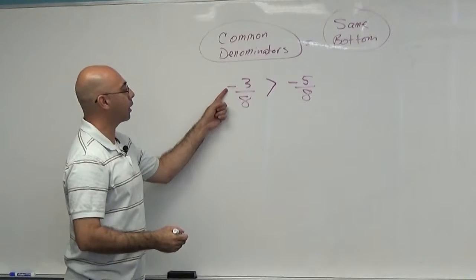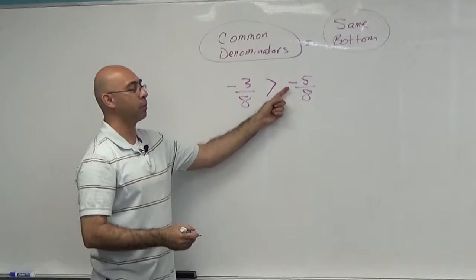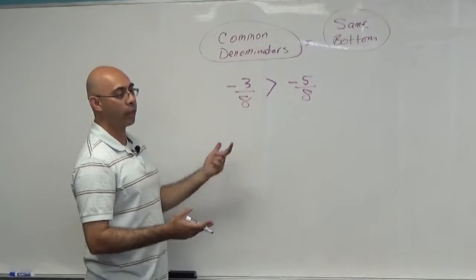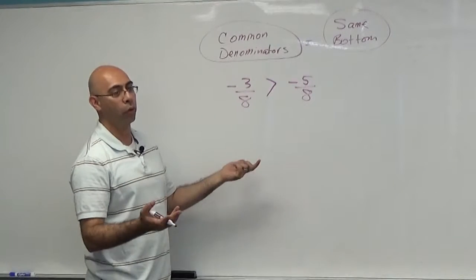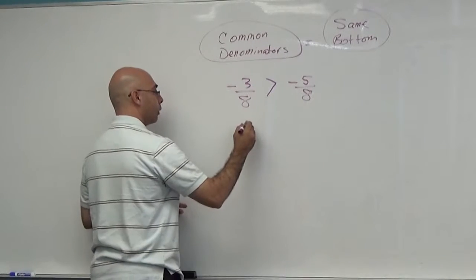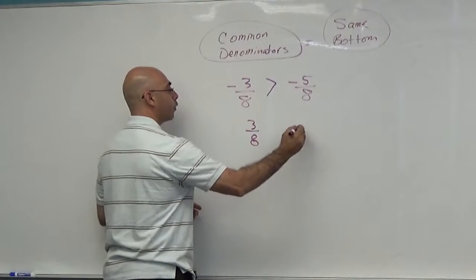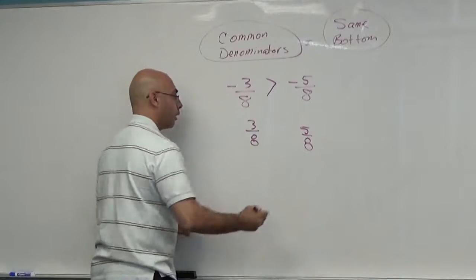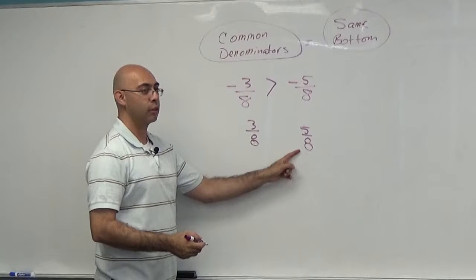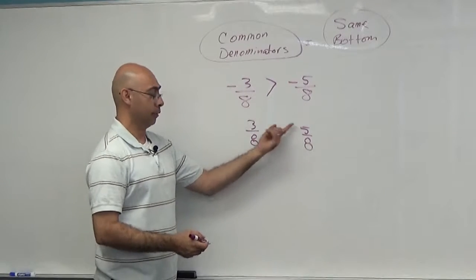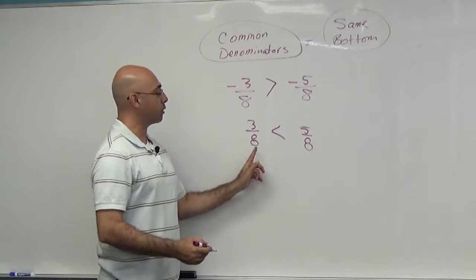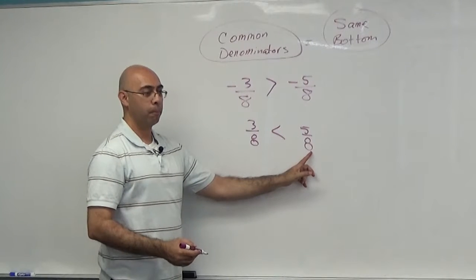So if you owed somebody $3 and you owed somebody $5, overall you'd have more money if you just owed them 3. So the less money you owe, the more you have. And the same idea here when you have a 3/8 and a 5/8. If you have 3 of these things and somebody else has 5 of these things, who has more? This guy has more. So you can compare these things because the bottoms are the same.